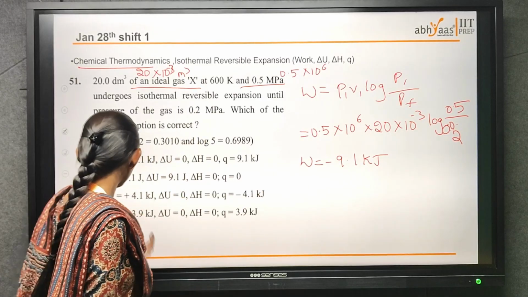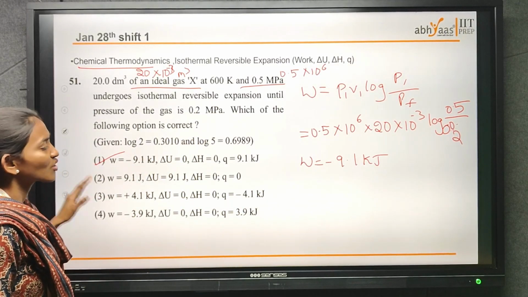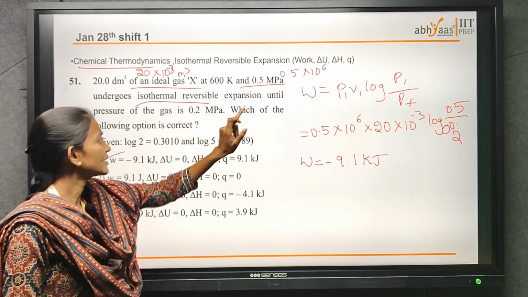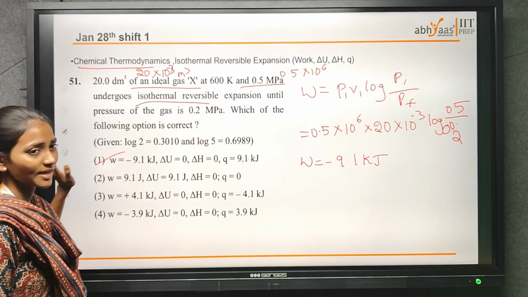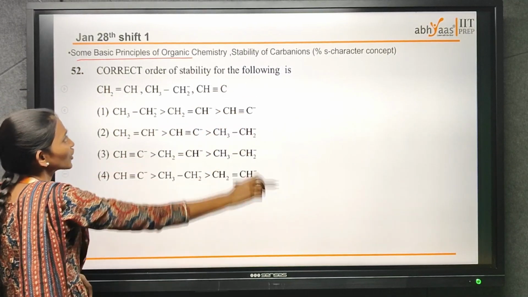Hence, here we are having a negative value, right? So the answer will be 1. This is not that difficult a question, a direct formula based one, which is isothermal reversible expansion from thermodynamics, right? So moving on to the next question, this question was asked from some basic principles of organic chemistry.